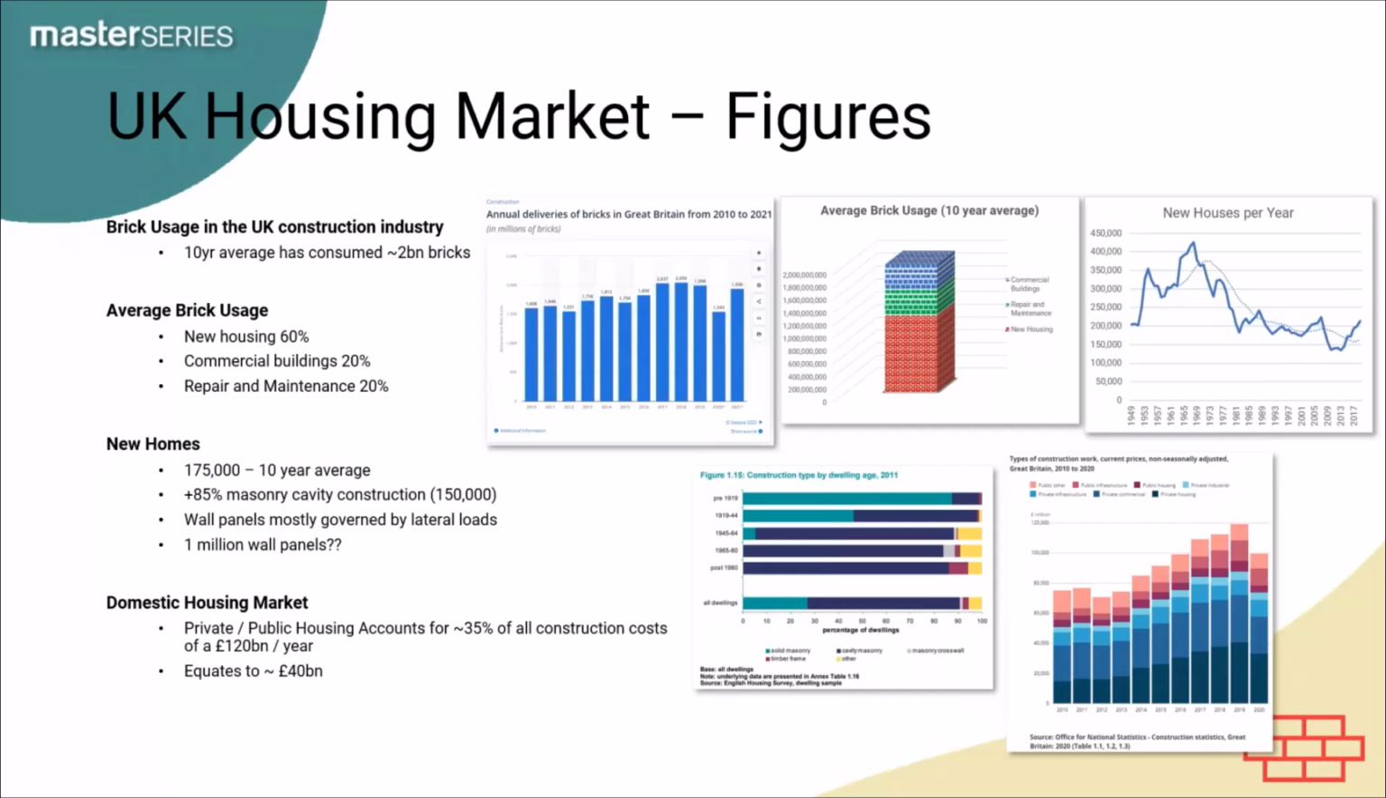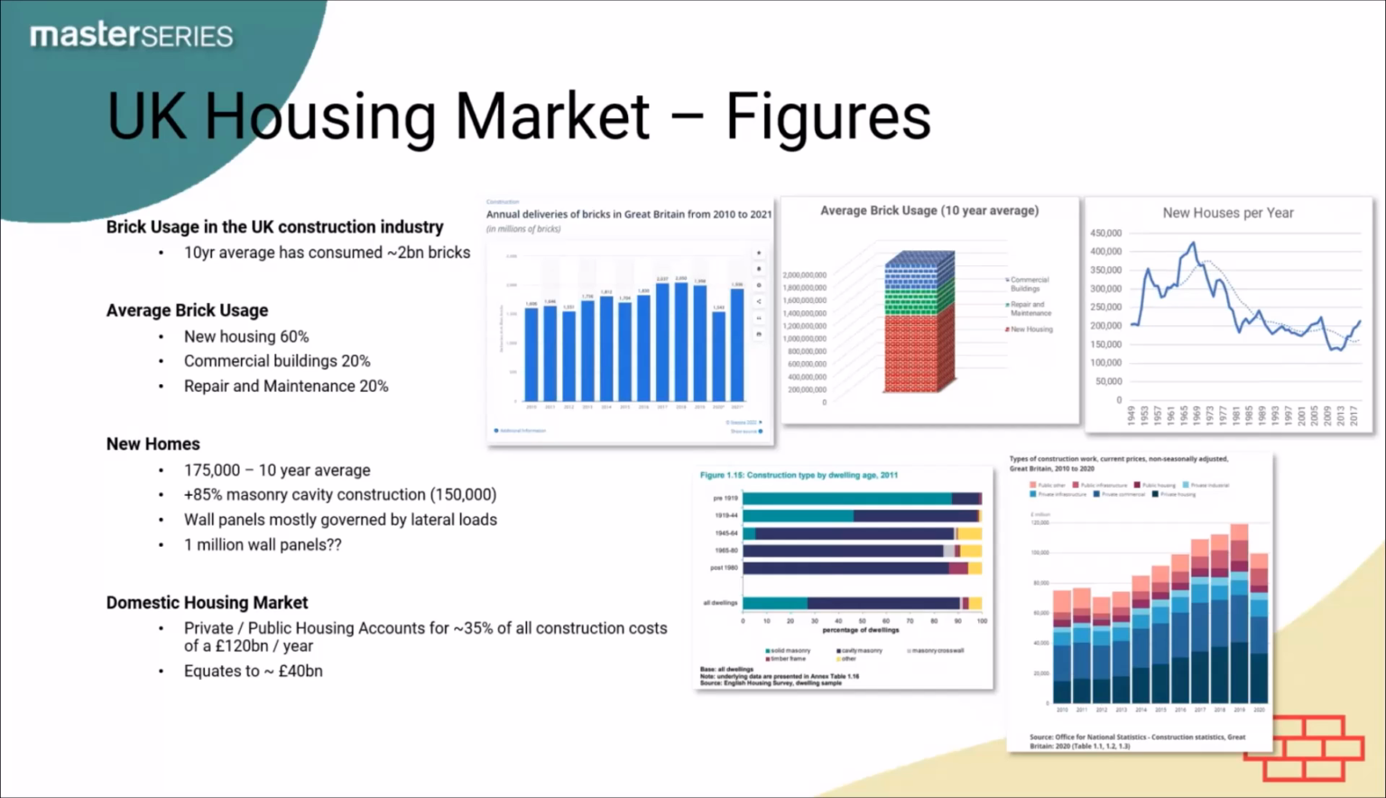I'm going to get into some numbers relating to the market and where masonry cavity walls fit into the construction industry. To get an idea of scale, approximately just under 2 billion bricks are consumed on average per year in the UK, and that's over the past 10 years. 60% of those bricks are for new housing, and the other 40% are between commercial buildings and repair and maintenance. And to provide actual figures over the previous 10 years, 175,000 new homes are built on average per year. And of those new houses, 85% are masonry cavity. So that's 150,000 new houses per year using masonry cavity walls. I actually did the math on it, and that's about 8,000 bricks per house. And it checks out based on the average floor area of a house. So like any good engineer, you have to do a secondary check there.